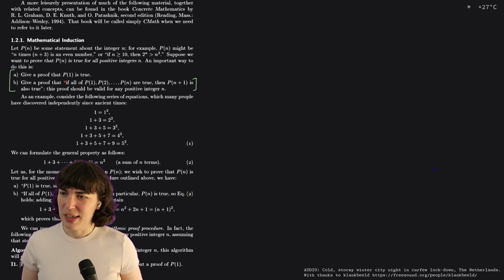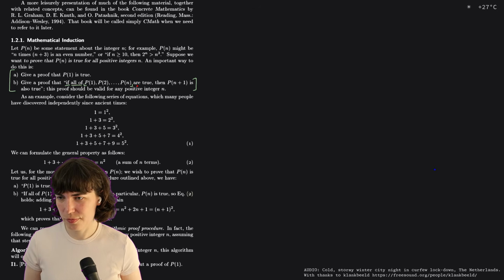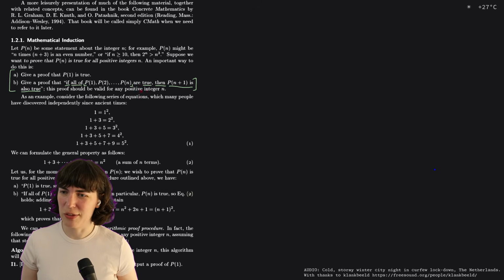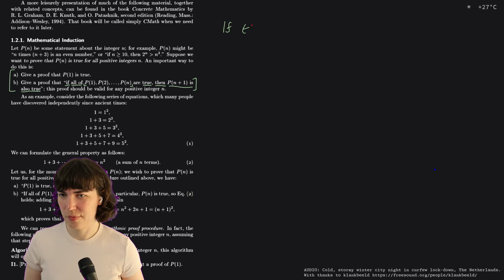Give a proof that if all of these are true, let's underline true just for fun, then this is also true. Ooh. Is also true. So this should be valid for any positive integer. Okay. So it's an if-then, and that means it's like one of these, I think. I mean, it probably should look at the formalization of this, I suppose.